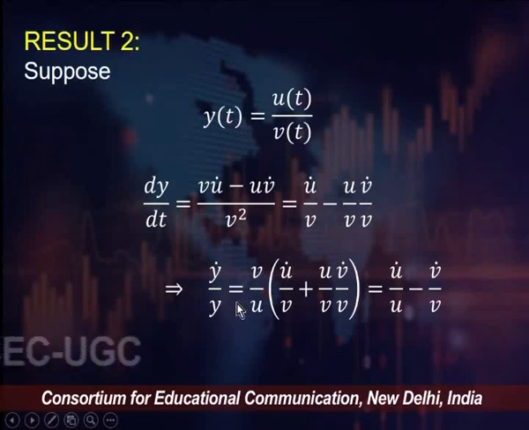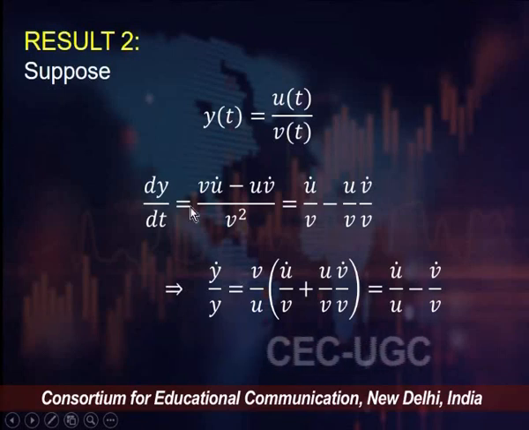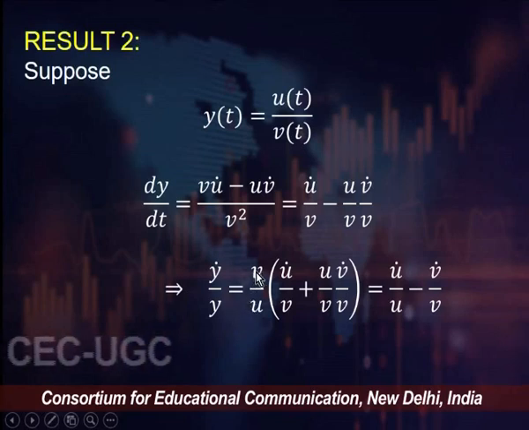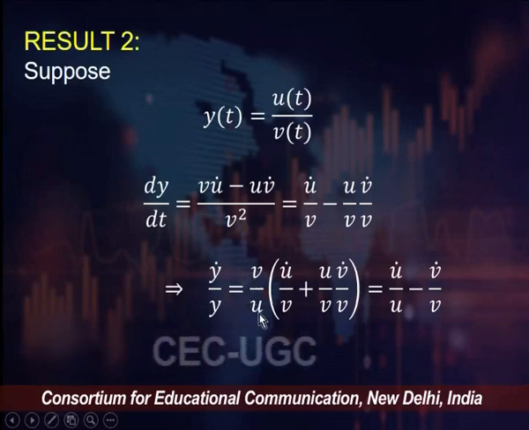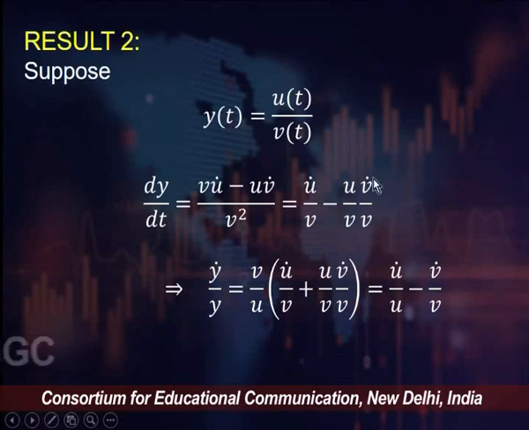Now, in order to calculate the proportional rate of change, I have to divide y dot, which is my dy by dt, by y, and because y is nothing but u by v, that boils down to v in the numerator and a u in the denominator. So I'll be now multiplying this expression that I have here. And I'm sorry, there is a typo here. This should be a minus here, not a plus.